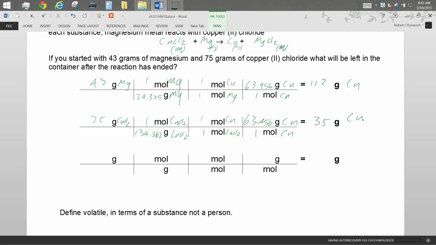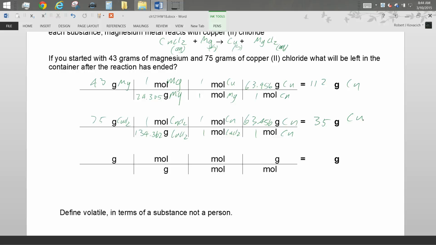So what's the next calculation saying? That's 75 grams. So if I have 75 grams of copper 2 chloride, I can make 35 grams of copper if I have enough magnesium. So which one of these statements is true? The second one, right? Because the moment that I've made 35 grams of copper, what happens? I'm out of copper 2 chloride. I cannot do anything else.